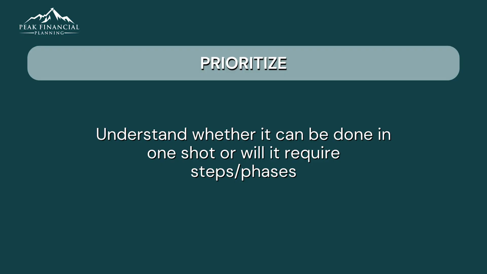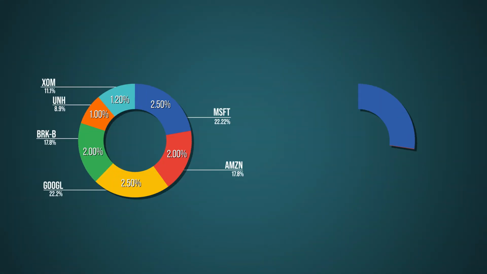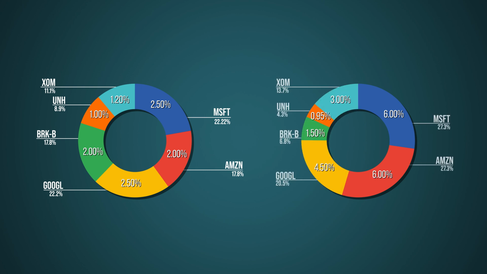The last thing you need to understand here is whether the action item can be done in a single shot or if it requires steps or phases. An easy example of this would be if you were to do a one-time portfolio rebalance. That's a one-time thing. Get it done, move on. But if you need to do something like a Roth conversion strategy that requires conversions over 10 years, that's something that needs to be done in steps and phases.